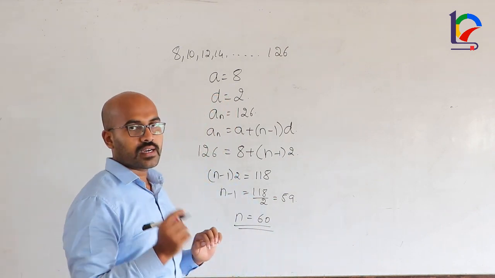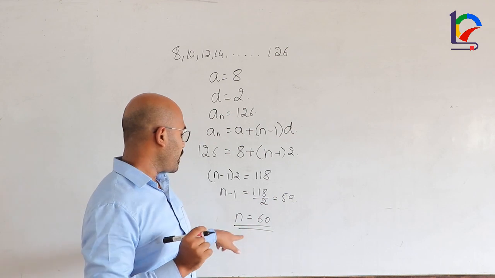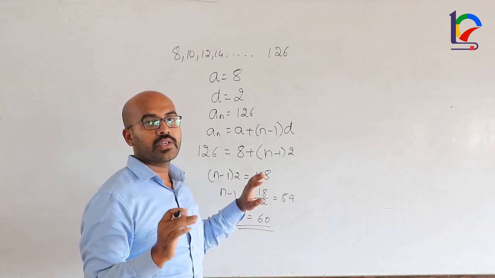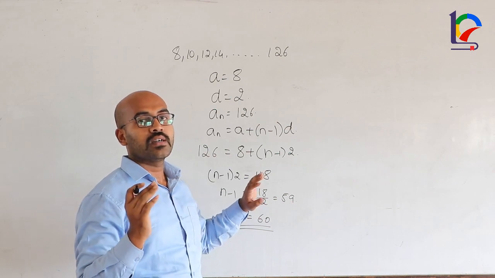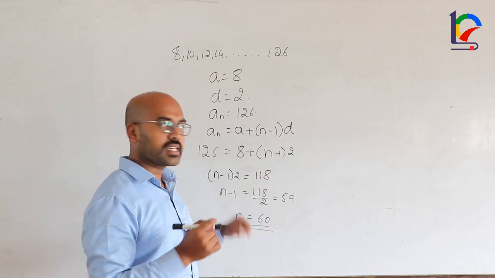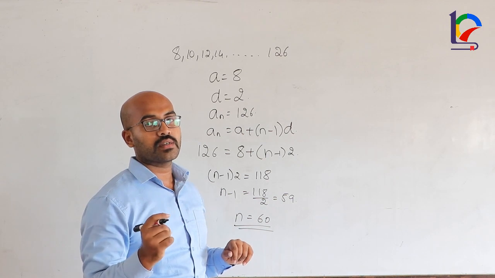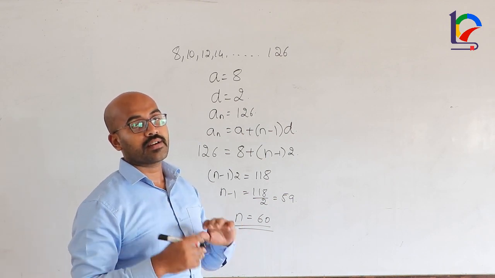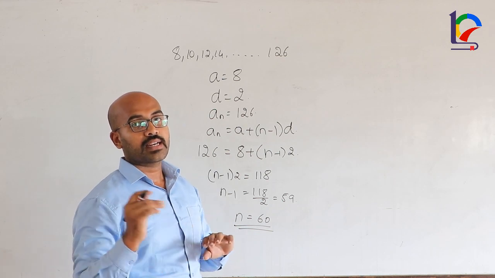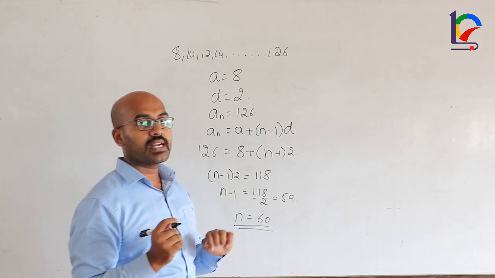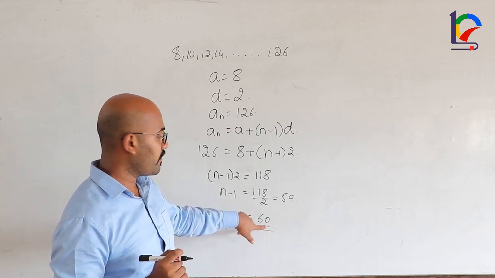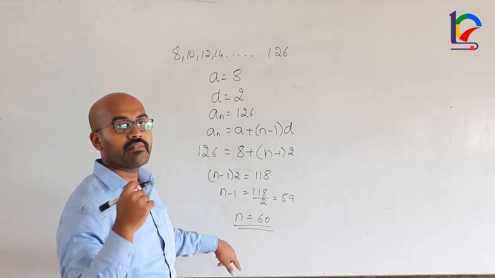As we did in the earlier problem, if the total number of terms is a given number and you want to find the last few terms, or in this example the last 10 terms, or the 10th term from the end, then what we need to do is subtract 10 from the total number and add 1.